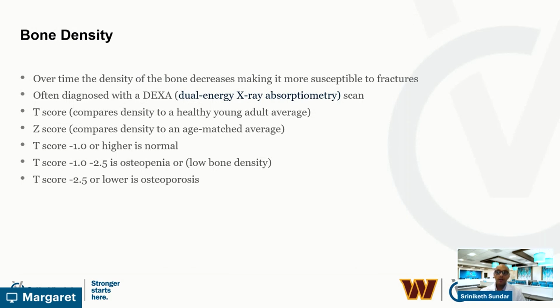And it's all based on the number. If it's -1 and above, that's normal density. If it's between -1 and -2.5, that's a weaker bone, or osteopenia, or low bone density. And when it's significantly weaker, that's when it's -2.5 or below. So even if it's under -1, not quite osteoporosis, you're still at risk of having a compression fracture.